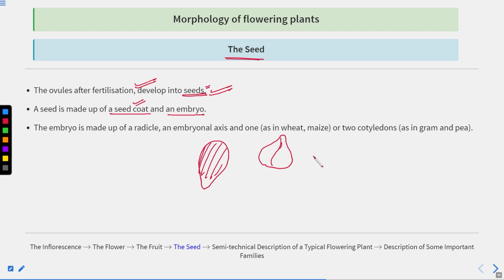And when you soak this gram in water, what happens? This emerges out, and after that the shoot also emerges out. That is the plumule part, and this is the radicle part. So this whole part is called the embryo, which is present in this seed. The embryo is made up of the radicle and the embryonal axis, and one cotyledon as in wheat and maize, or two cotyledons as in the case of gram and pea. So there are two cotyledons in gram and pea, whereas one cotyledon, that is the monocotyledonous plant, as we see in wheat and maize.